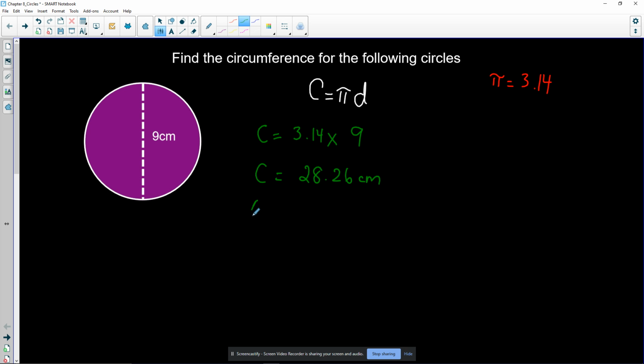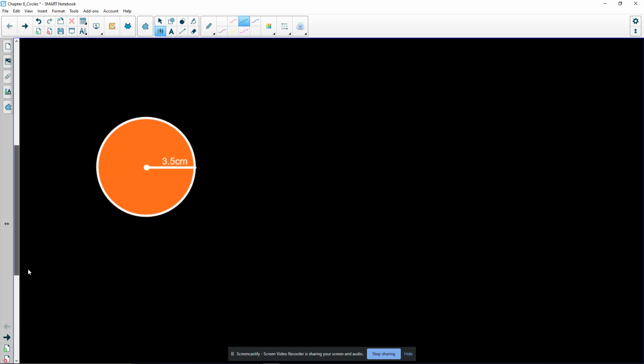We could round that to the nearest tenth if that's what's being asked of us. 28 decimal, well, this is our clue number. This is the one that's going to stay the same or change. Because this clue number is above 5, that means this one will go up, which leaves us at 28.3 centimeters for this circle's circumference.